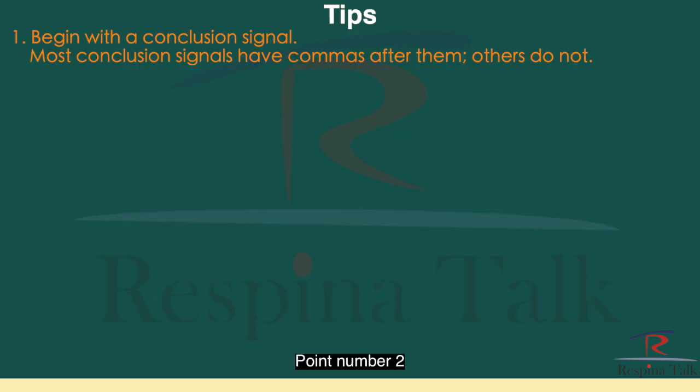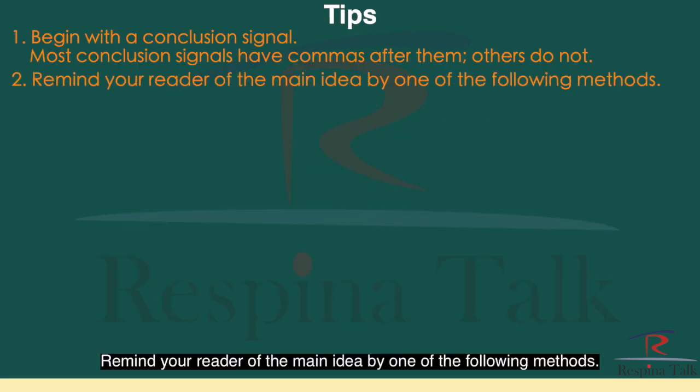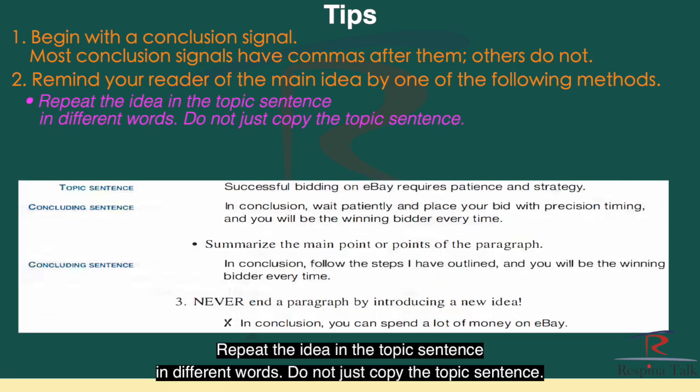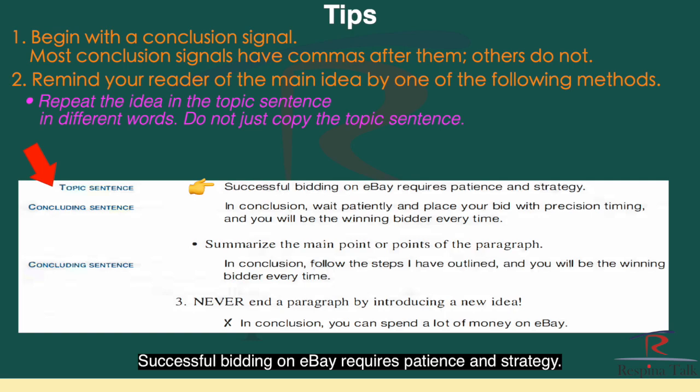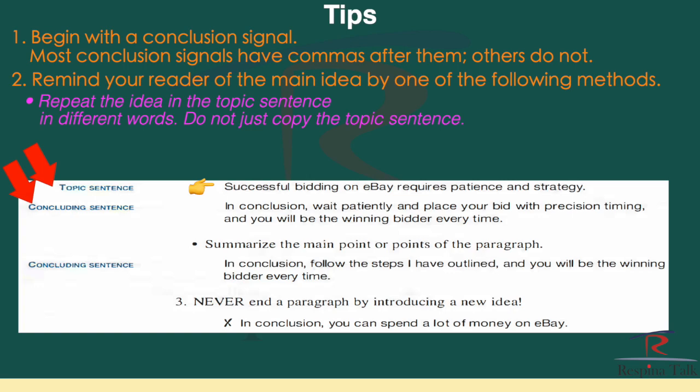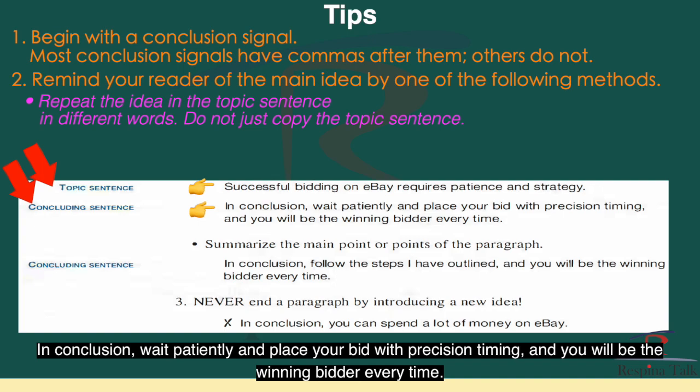Point number 2, remind your reader of the main idea by one of the following methods. Repeat the idea in the topic sentence in different words. Do not just copy the topic sentence. So if your topic sentence is, for example, successful bidding on eBay requires patience and strategy, your concluding sentence, which is reworded, could look something like this. In conclusion, wait patiently and place your bid with precision timing, and you will be the winning bidder every time.